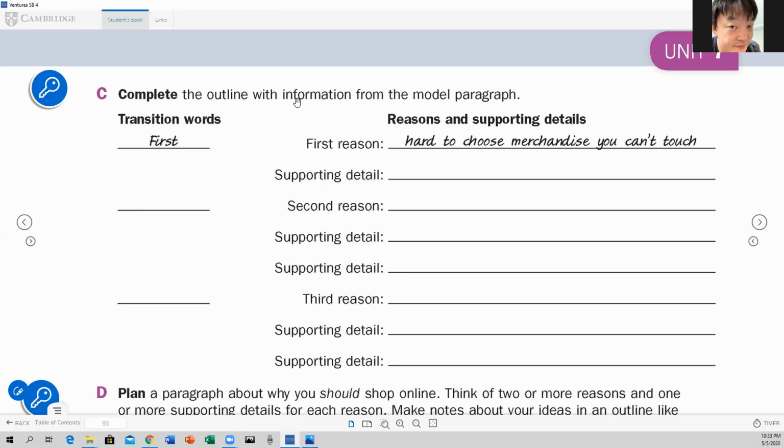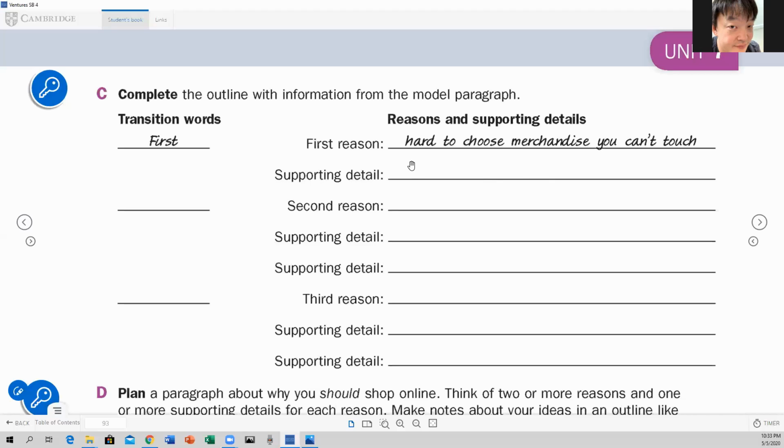Okay, so look, this is an outline, a skeleton, a model of the paragraph. Okay, so first, this is a transition word. What it says in the first reason: hard to choose merchandise you can't touch. Remember, the person that wrote that paragraph does not like to shop online, and the person is giving us reasons why shopping online is a bad idea. The person is almost trying to convince us not to shop online and giving us reasons. It's giving us arguments not to shop online. So look, first, hard to choose merchandise you can't touch.